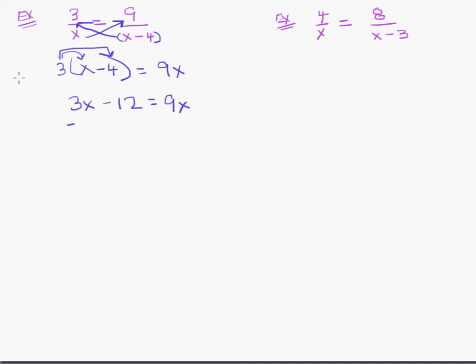Then we subtract 3x from both sides. And we end up with negative 12. Make sure that you're writing these in column form so that you don't lose things like a negative sign when these cancel out. We get 9 and negative 3x, or 9 is minus 3x, which is 6x. And in the last step, we divide by 6. And so x is negative 2.